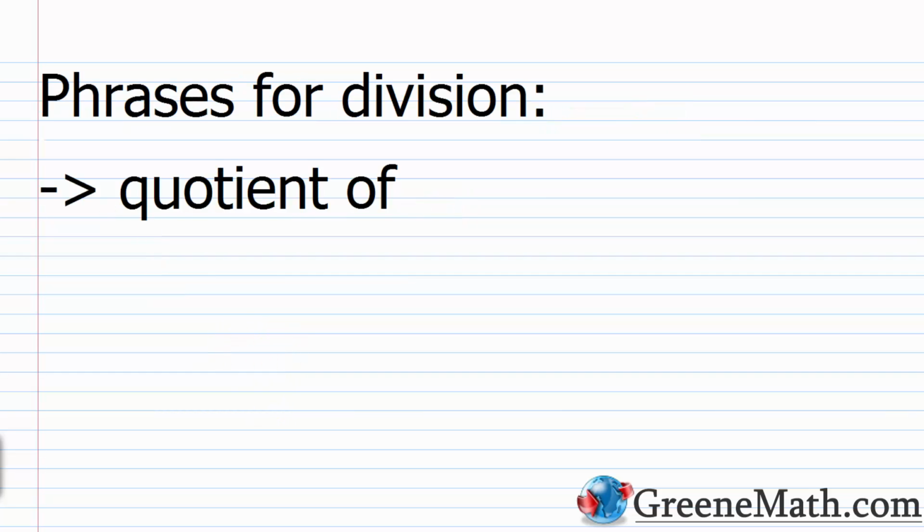All right, lastly, let's look at some phrases for division. Again, remember, division is also not commutative. If I have 10 over 2, that's not the same as 2 over 10. Right? These are not equal to each other. So when we look at phrases for division, we start out with the quotient of. So let's say I had the quotient of 7 and a number.